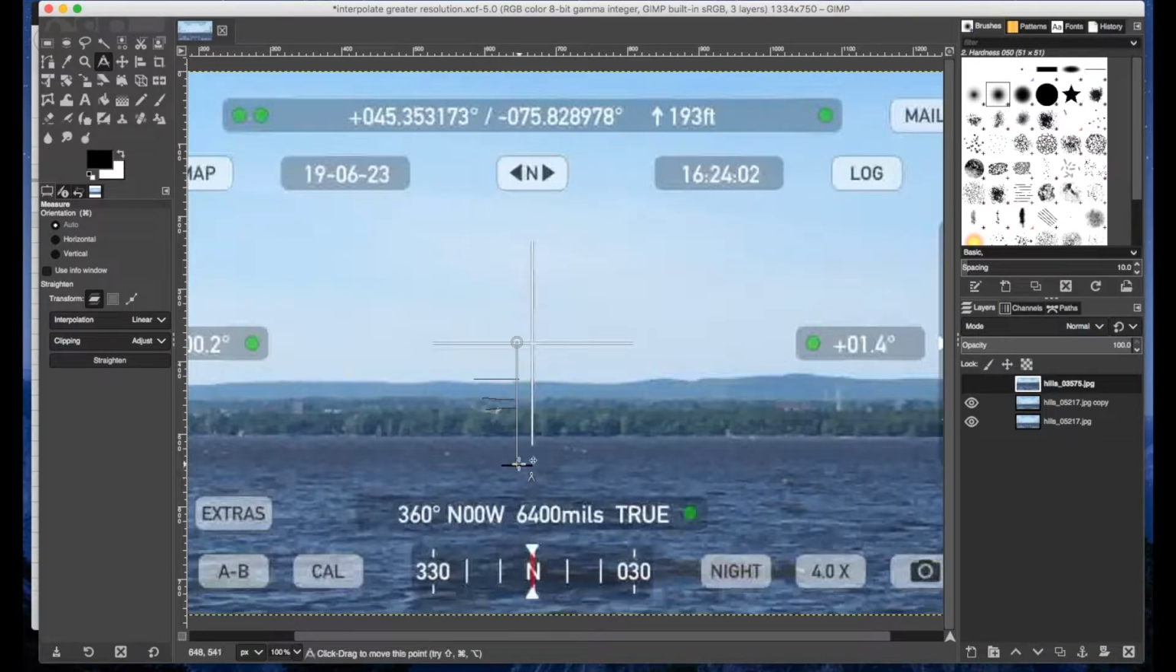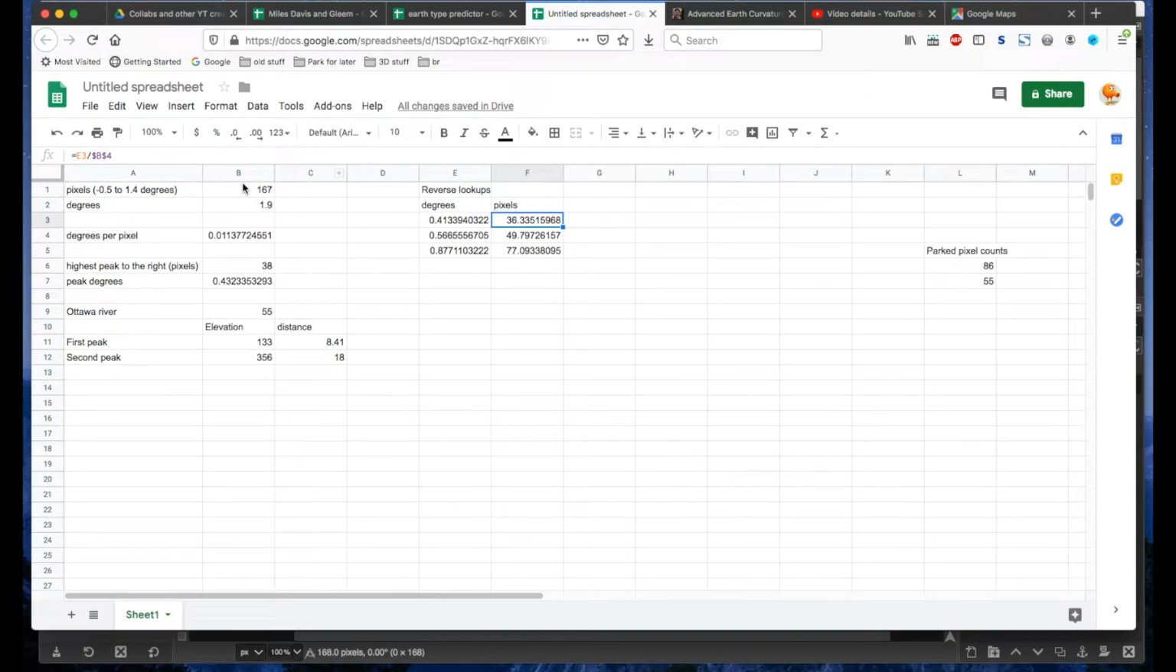To minus 0.5, which is 168 pixels. So I had put 167 when I was getting this together. 1.9 degrees, which is 1.4 minus minus 0.5. And then that gives me degrees per pixel.